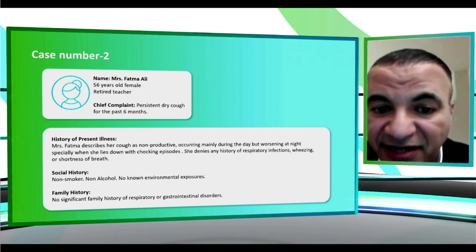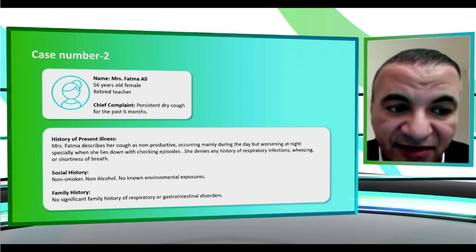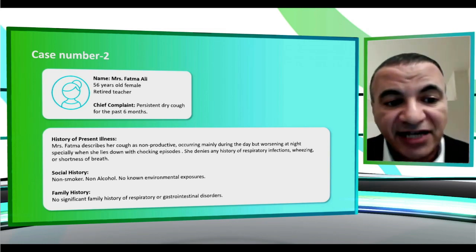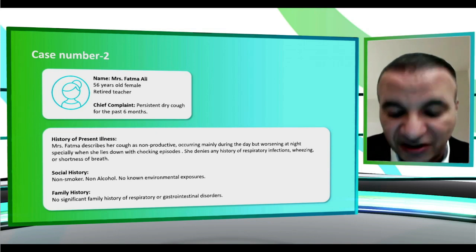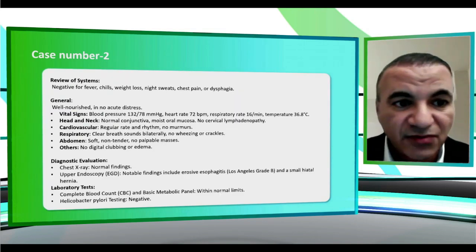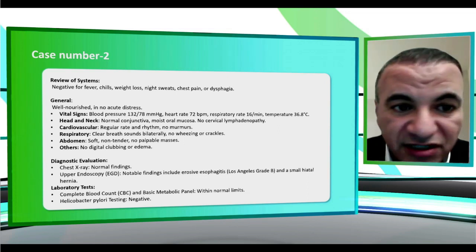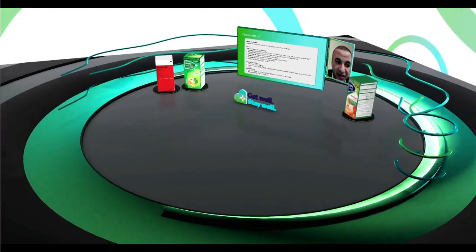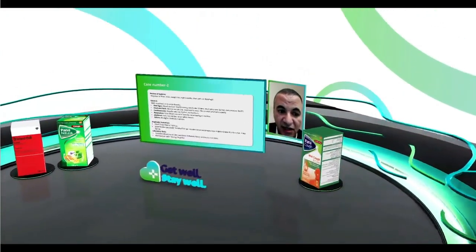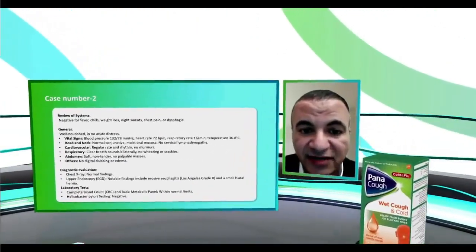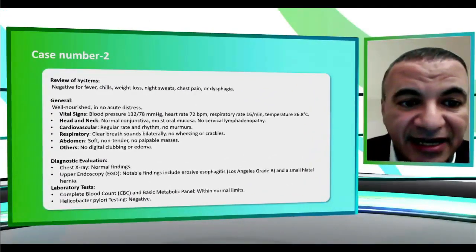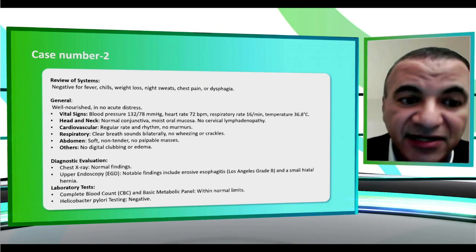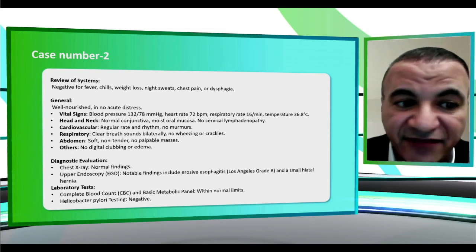She denies any history of respiratory infection, wheezing or shortness of breath. She's a non-smoker, non-alcohol, with no known environmental exposure. Family history: there is no significant family history of respiratory or gastrointestinal disorder. She has no fever, chills, weight loss, night sweats, chest pain or dysphagia. General: well-nourished, no acute distress. Vital signs: blood pressure within normal, heart rate 72, temperature normal. Head and neck: only some moist or congested oral mucosa, and take this as an important thing. There is no cervical lymphadenopathy, and normal conjunctiva.